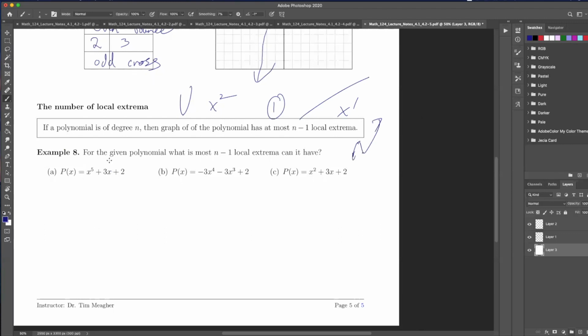So for this graph, x to the 5th is the highest, right? And so this can have at most 4 local extrema. For this one, x to the 4th, this will be 3 local extrema, and here we have this, which we've already addressed to be 1. So that's the max number of local extrema.